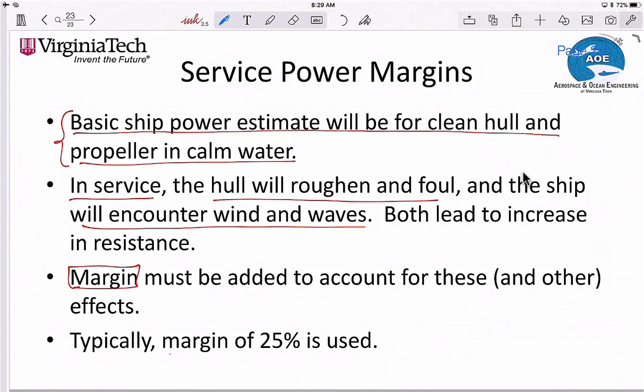Sometimes we just take a flat margin of 25% if we don't have good estimates of where the ship will operate or how the roughness will increase over life. Okay? So that ends today's lecture.